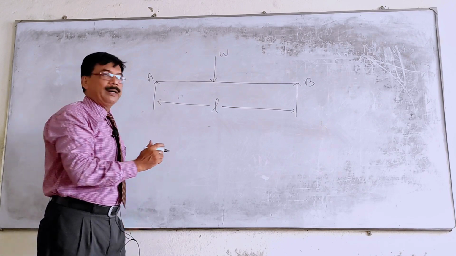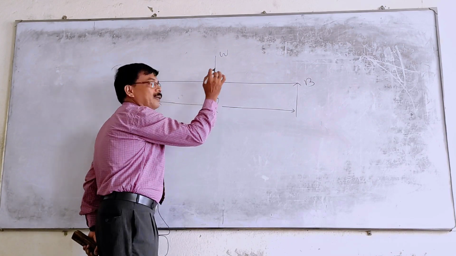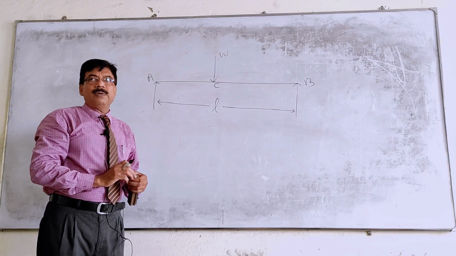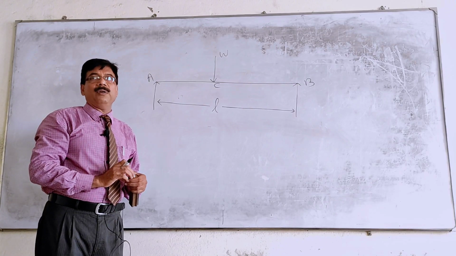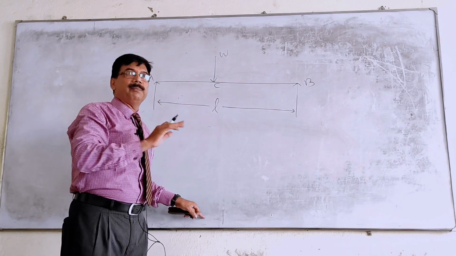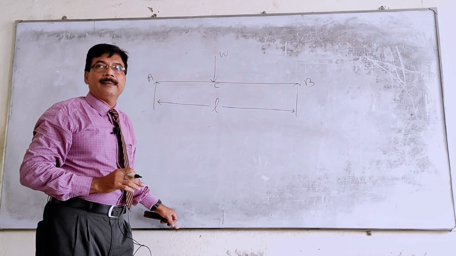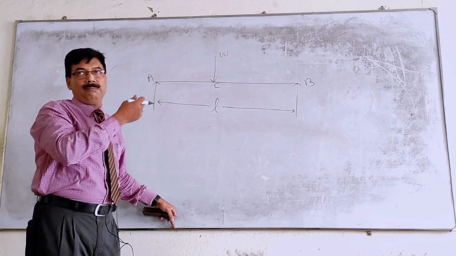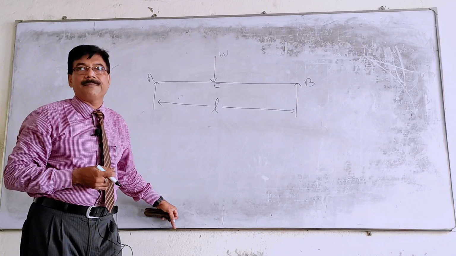At the midpoint, suppose the midpoint is named C. There is a point load of W. It may be W Newton or W kiloNewton. Make it W. And the length of the beam is L. So what is the procedure? How can we draw the shear force diagram and bending moment diagram?